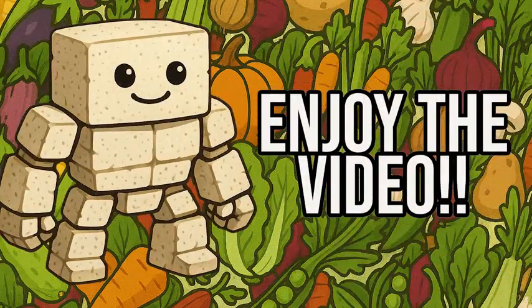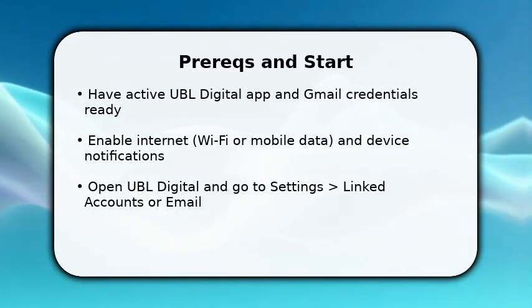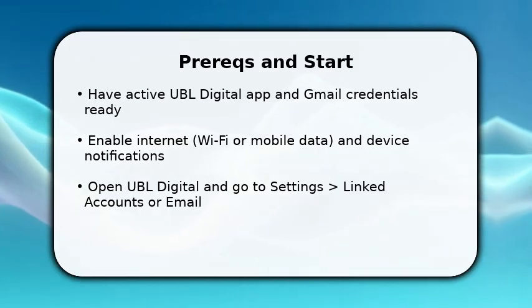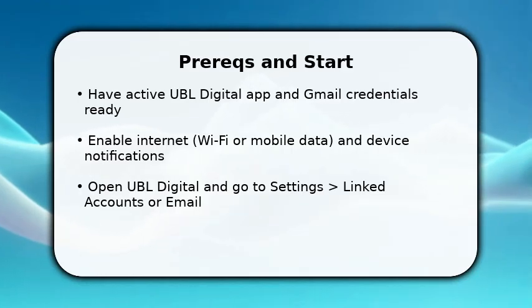Please enjoy the video. You'll start by confirming prerequisites. You must be logged into the Ubl Digital App and have the Gmail address and password ready. Once done, make sure your phone has a stable connection and notifications enabled so verification codes arrive.